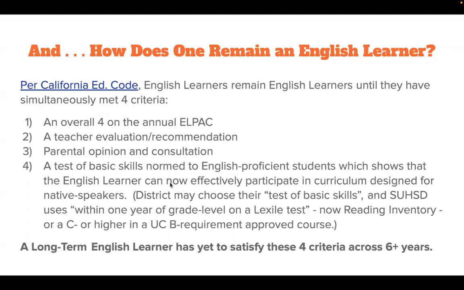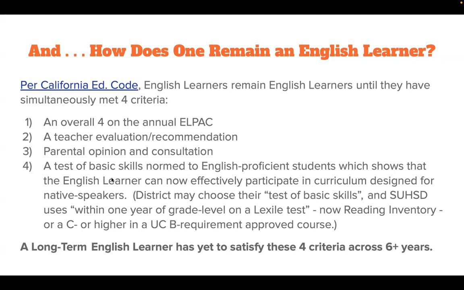There are 4 criteria to become RFEP. One is a top level on the LPAC. One is a teacher recommendation, usually not difficult. There might be 1 or 2 kids who meet the other testing criteria, and a teacher says, I'm really not sure. Usually that's related to attendance and not turning in work, and the teacher saying, I really just don't know. Parent opinion and consultation. I've never had a parent say, no, please don't redesignate my kids. And really, they don't need to approve. We just need to consult with them.